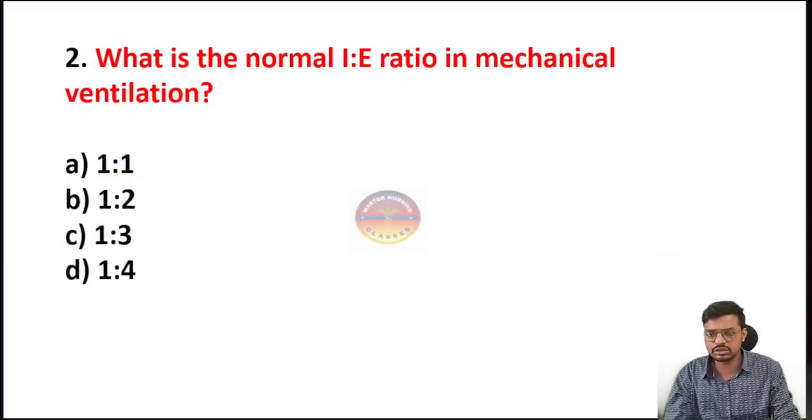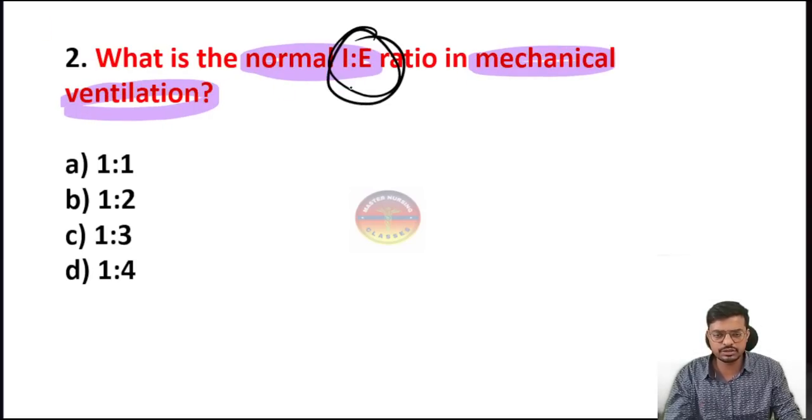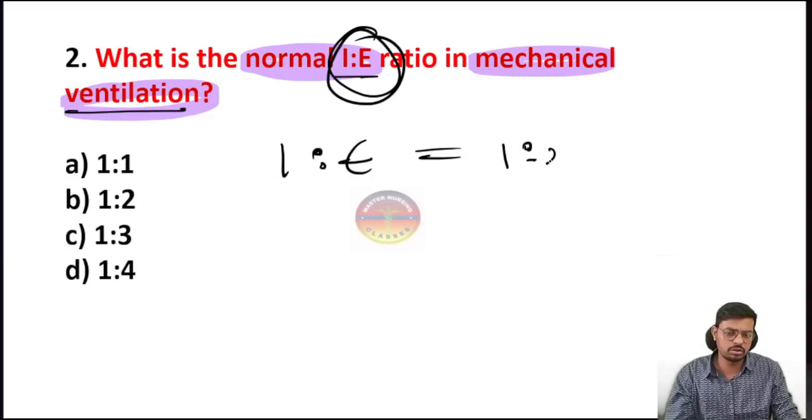So here is the next question. What is the normal I to E ratio in mechanical ventilation? So what is the I to E ratio? That is the inspiration to expiration ratio. So what is the normal inspiration to expiration ratio we have to maintain in the mechanical ventilator? Normally it is 1 to 2.